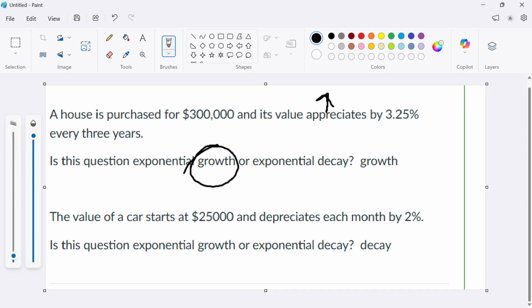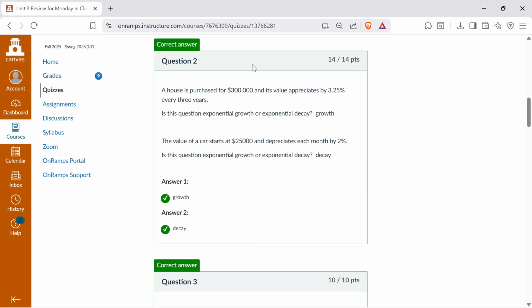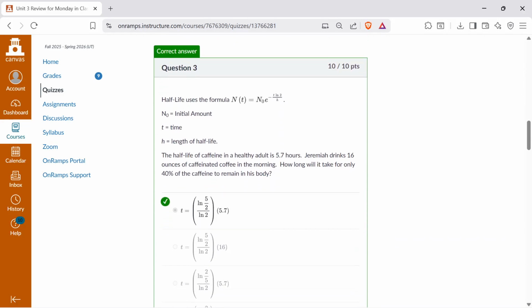The value of a car starts at $25,000 and depreciates. Depreciates means goes down. Is this growth or decay? It's decay because the value is going down. That's question number 2. Here's number 3.